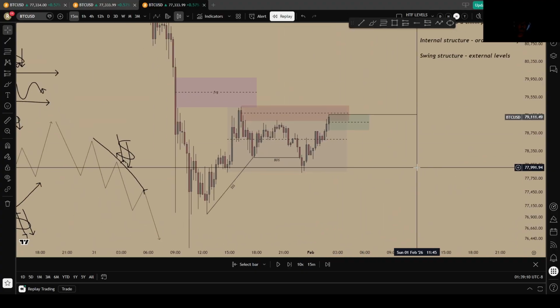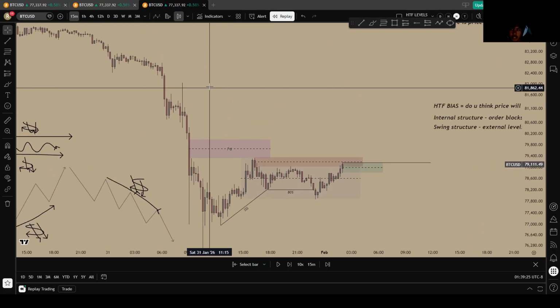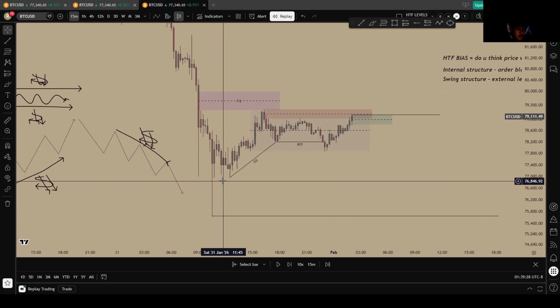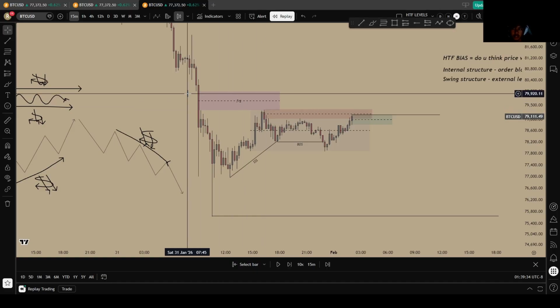I'm going to talk about this in about a minute, just so I can repeat myself over and over, because the more I repeat myself, the easier it is to digest what's happening. So price was trending down on a higher time frame. We essentially bottomed at 75,000. We retraced back up into the 79,000, which happens to be a bearish fair value gap on the 1-hour, 4-hour and 15-minute time frames.